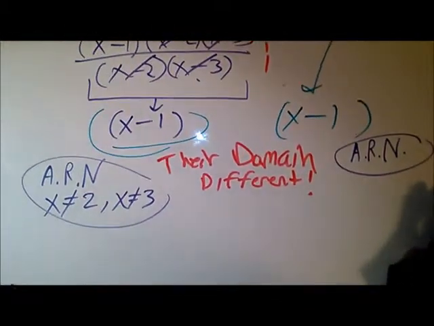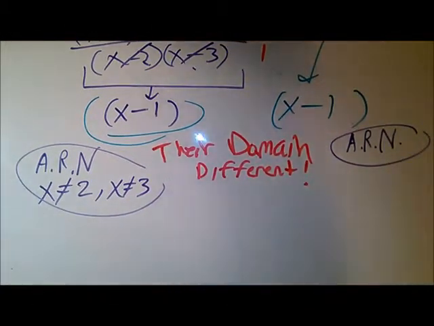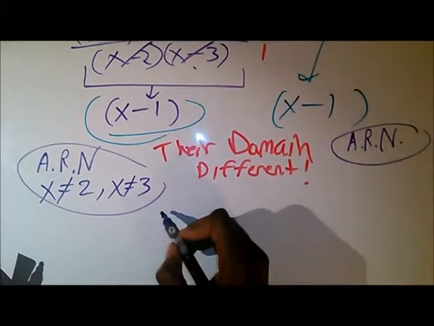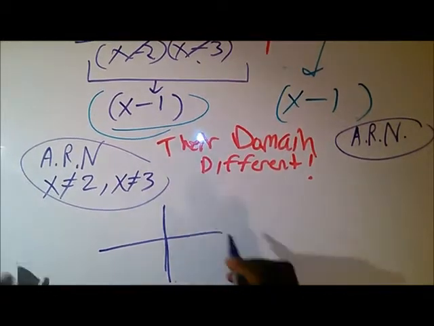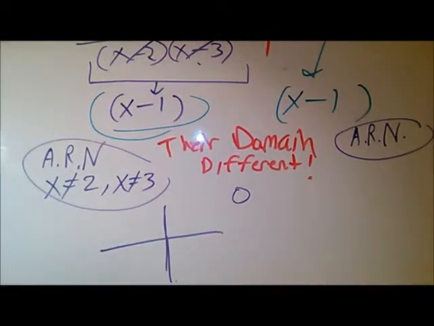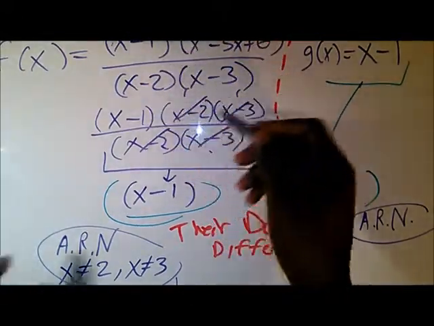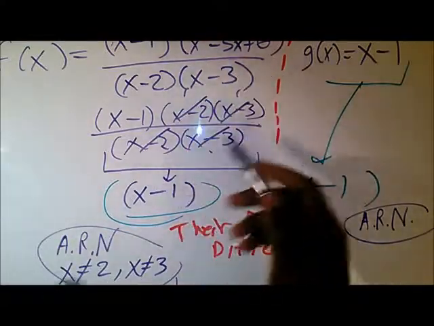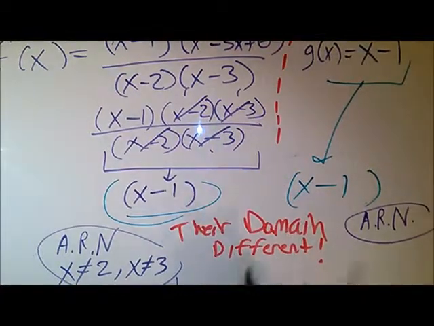So if you plot a graph of these two, they will have a graph that looks exactly the same. Look at this. They will look the same, but one of them has a hole in it. Just like that, a big hole. The numbers that we cancel out during the process of factoring this and finding the domain are the numbers that are holes.